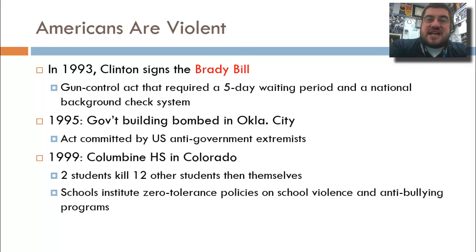But Americans are obsessed with violence in the 1990s. We have all these new violent video games. In 1995, a government building is bombed in Oklahoma City by anti-government extremists. So this is like domestic terrorism. And then there's the 1999 Columbine shooting in Colorado at a high school. 2 students killed 12 other students besides themselves, just because they were outcasts or bullied and basically decided to fight back.